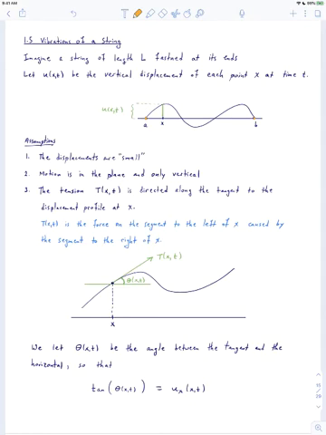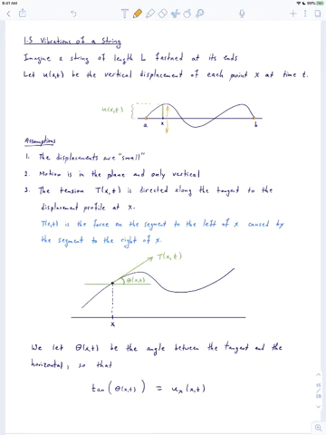The first assumption is that the displacements are reasonably small. The second assumption is that the motion is in the plane and only vertical. So that means we're only moving up or down. There's no left or right motion. The third assumption is that the tension T at (x,t) is directed along the tangent to the displacement profile, which is u at x. The tension is the force on the segment to the left of x caused by the segment to the right of x, and we're assuming that it's in the tangent direction.